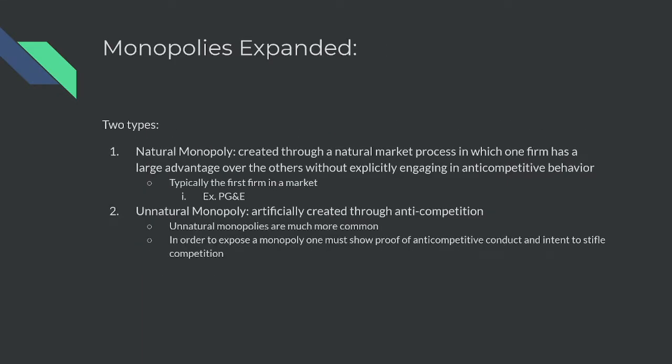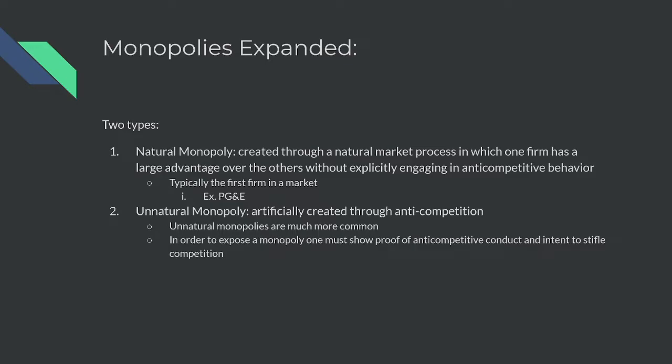And there are two types of monopolies. There are natural monopolies, which are created through a natural market process in which one firm has a large advantage over the others without explicitly engaging in anti-competitive behavior. Typically, these are the first firms in a market, and an example of this is, once again, PG&E.